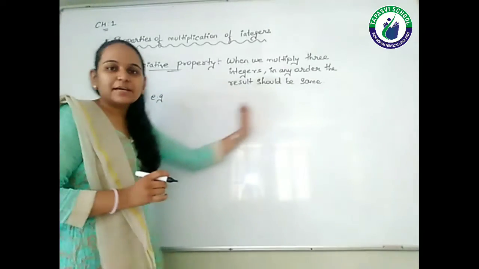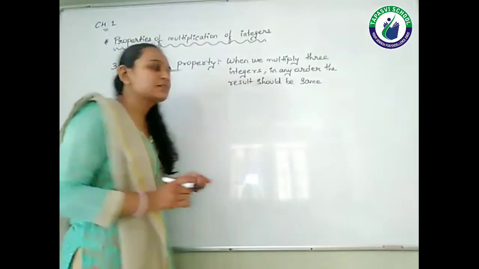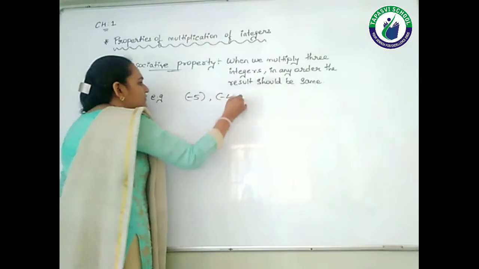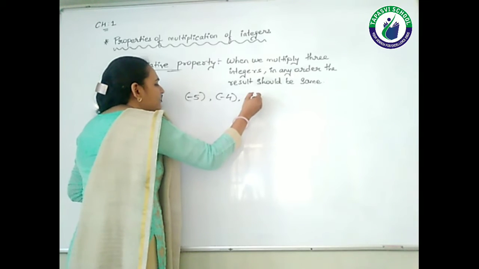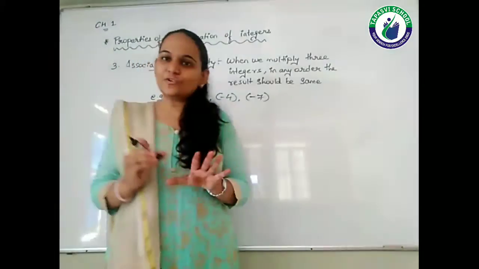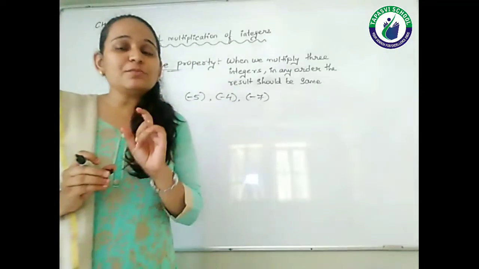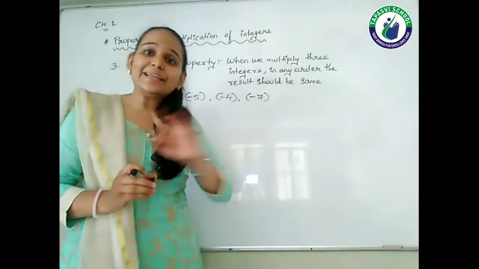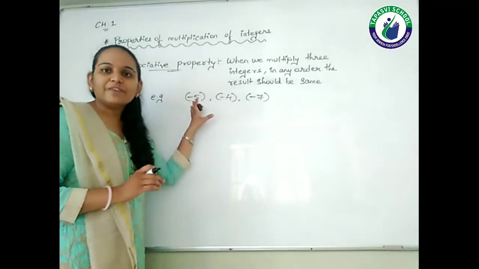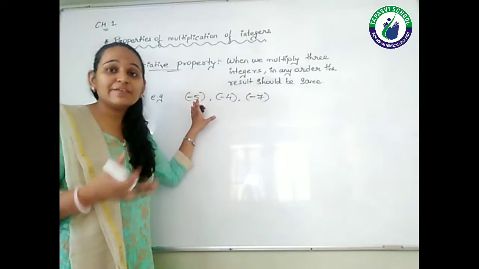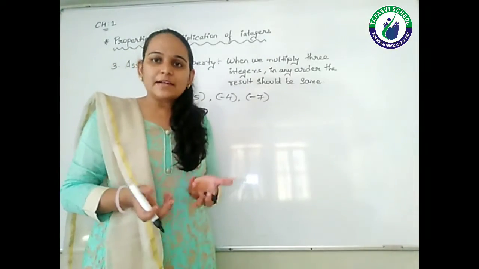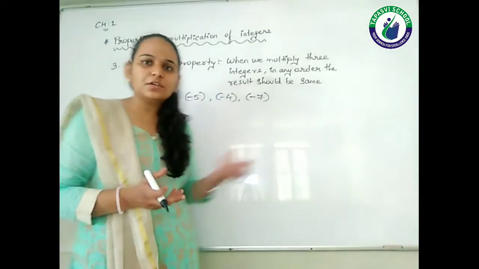First I am showing you what integers I will take. The integers are -5, -4, and let's take one more, that is -7. So -5, -4 and -7. Now I am going to multiply these integers in any order. That means I can take -5 at the first position, second position, or third position. It doesn't matter. You can do any kind of pattern over here.